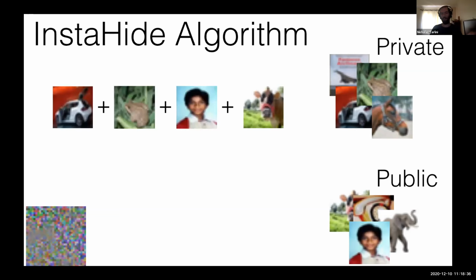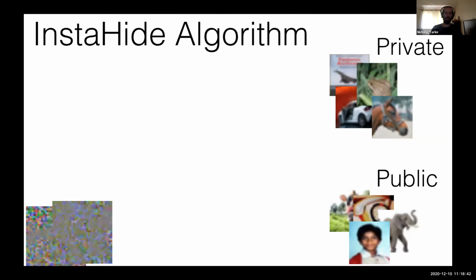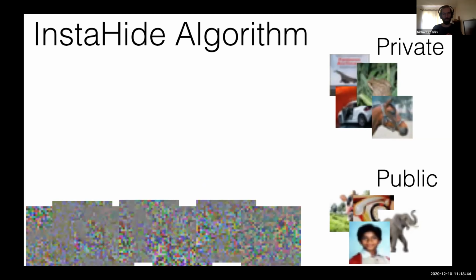I'll get two new private images, two new public images, put them together, flip the signs, get another noisy image, and we repeat this process many, many times until I end up with some big, giant encoded data set. And now the claim is that you can release this encoded data set into the world, and anyone can train a machine learning model on this encoded data while making sure that you've now preserved the privacy of the original images. This is what InstaHide tries to achieve.